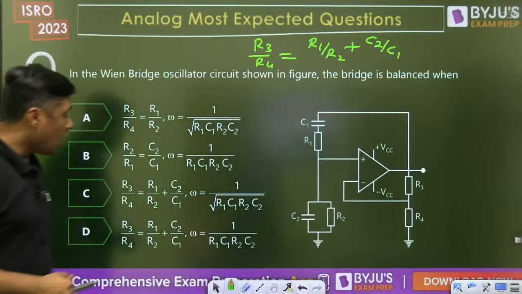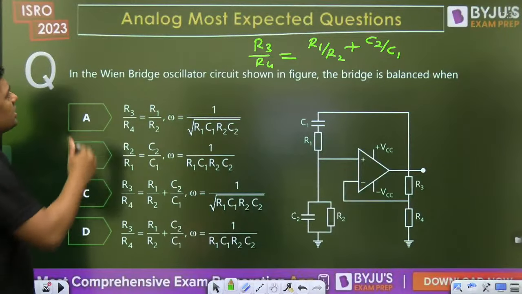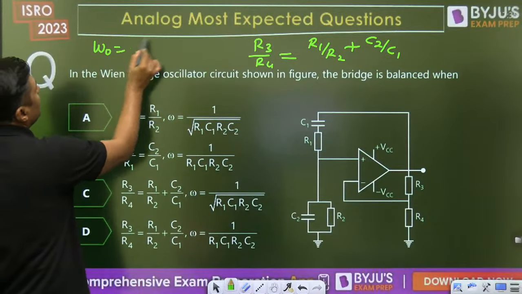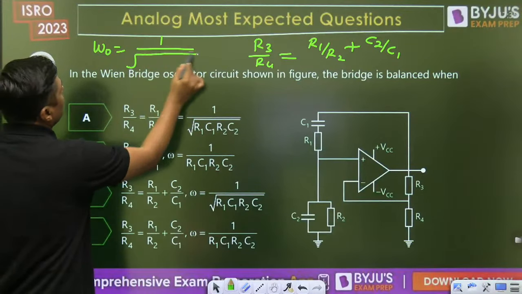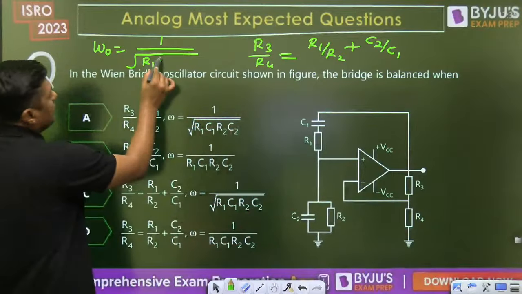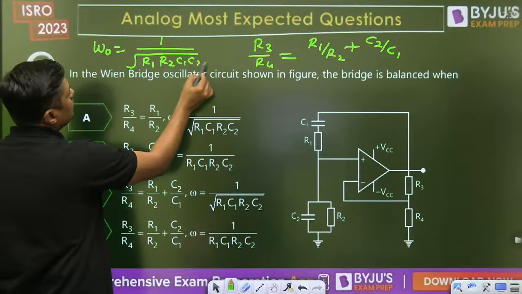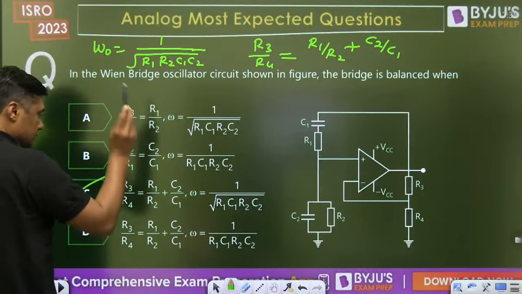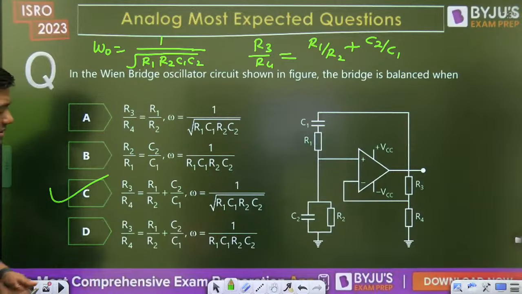Now, what is the frequency of oscillation? Omega naught is 1 by root over R1 R2 C1 C2. Correct. So that is the option C. This is the correct answer.